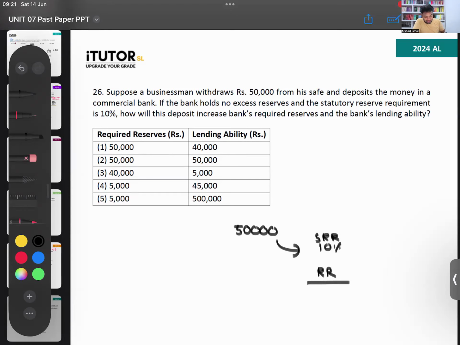They have to keep 5,000 as required reserve. So their total required reserves will increase by 5,000. That is the answer for the first one. The second one is asking what about their lending ability? Their lending ability will increase by the amount of excess reserves they have. So from this 50,000, 5,000 goes to required reserves. The remaining 45,000 gets added to excess reserve. Against that 45,000, they can lend. So now they have a lending ability of 45,000 more. So which one is your answer? Answer number. Not that hard, no? Manageable.